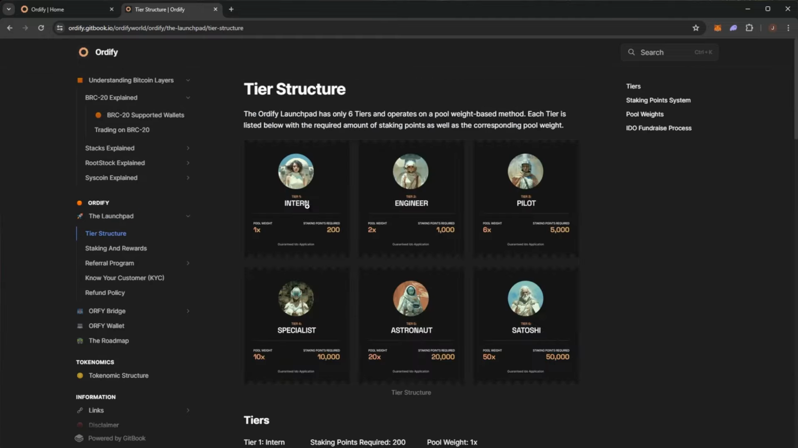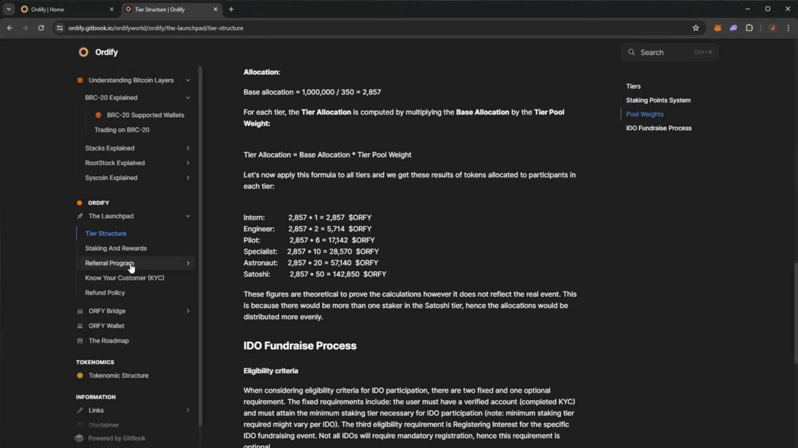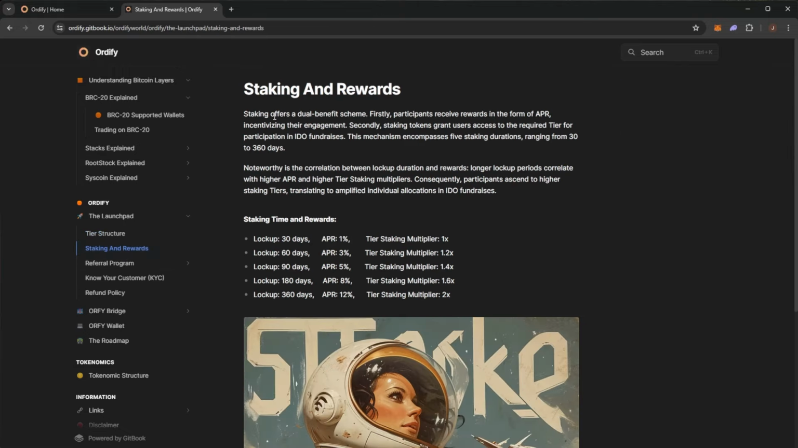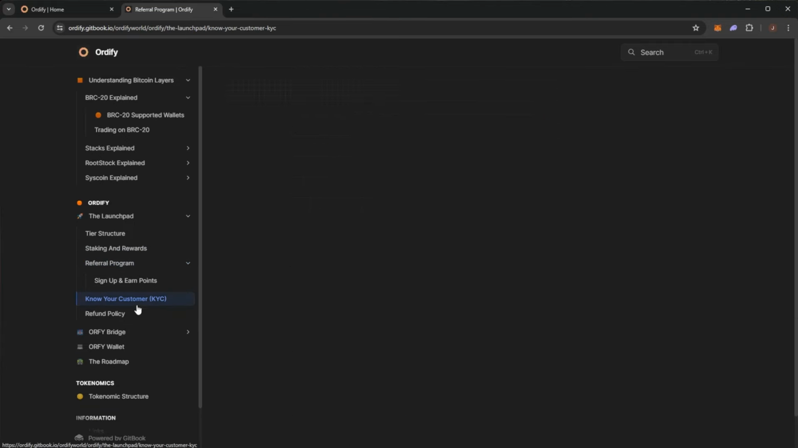So we've had a quick look at the tier structure again. This is if you are launching your own project. Staking and rewards. So yeah, the dual benefit schemes. If you lock up for 30 days, you can get a 1% APR. 60 days is 3%. And then you can get 5, 8, and even a 12% APR if you do a 360-day lockup. They have a referral program as well.